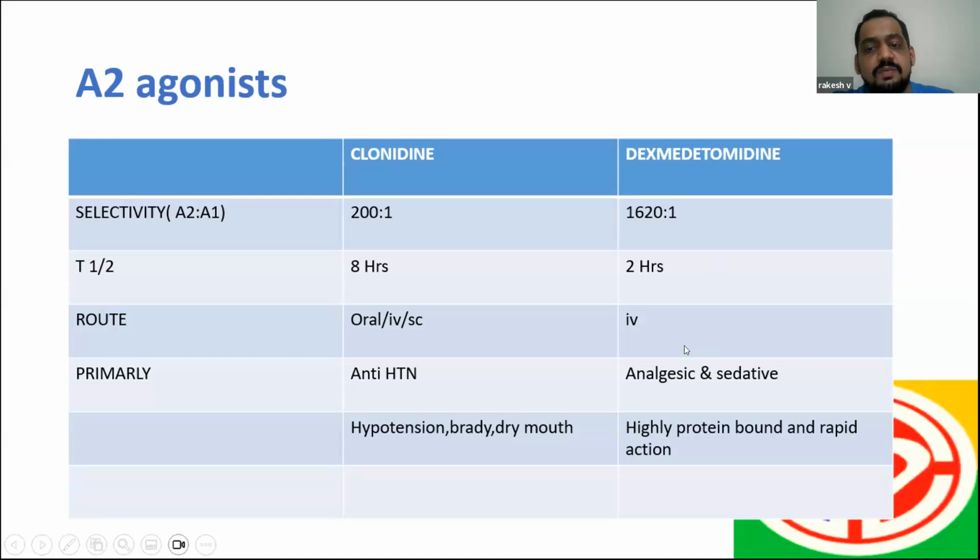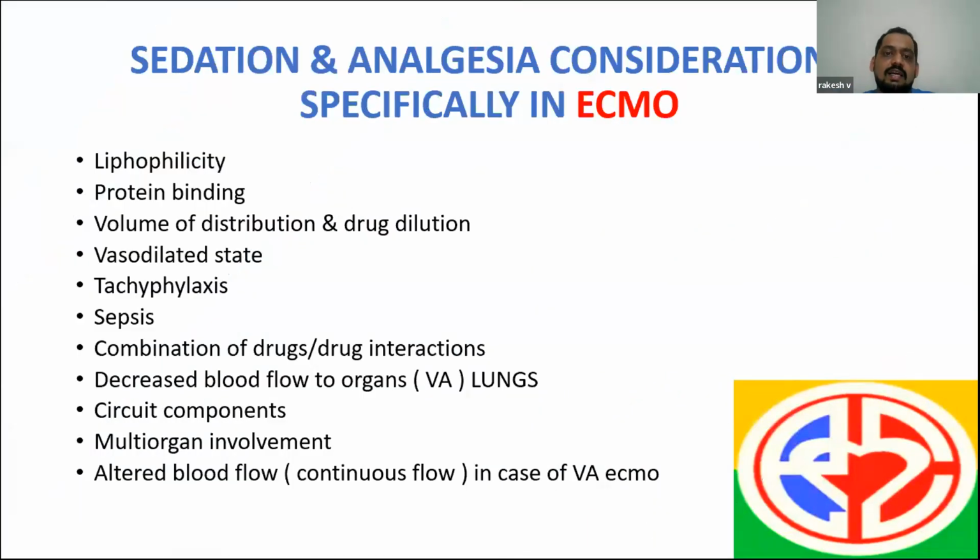Coming to dexmedetomidine, only an IV formulation is available. It's both analgesic and sedative. The problem with both of these drugs is hypotension and bradycardia. So if the patient develops a new onset of bradycardia or a new onset of ST depression, you should be very careful when you're using alpha 2 agonists. And coming to our actual topic, what are our considerations?